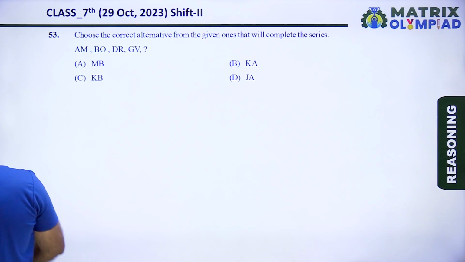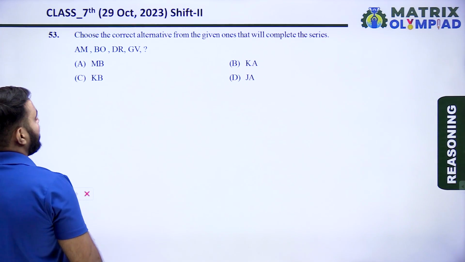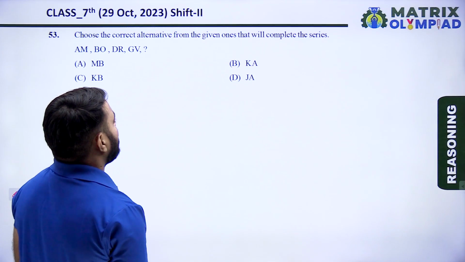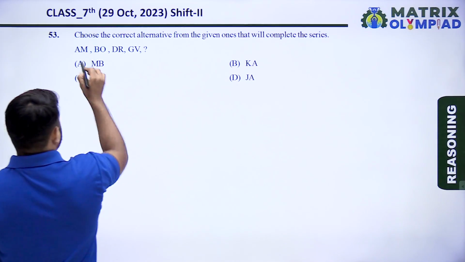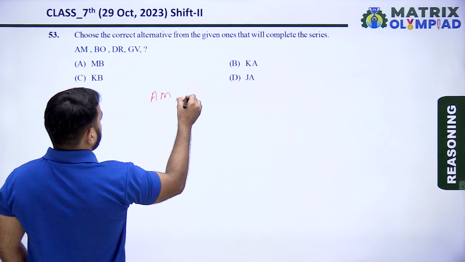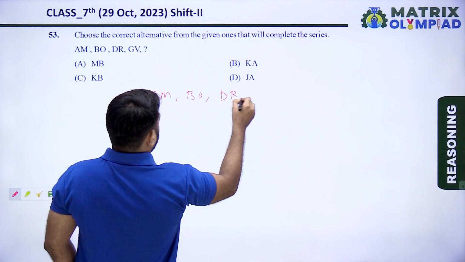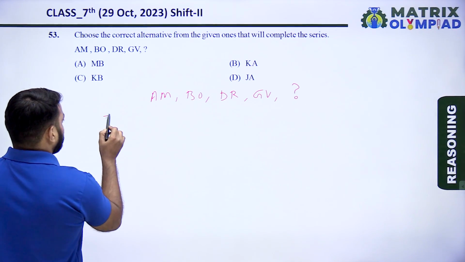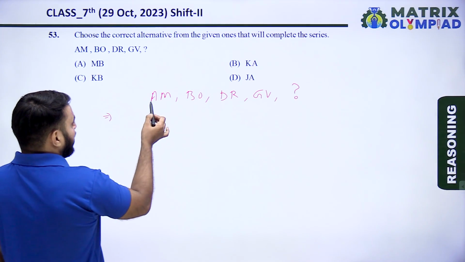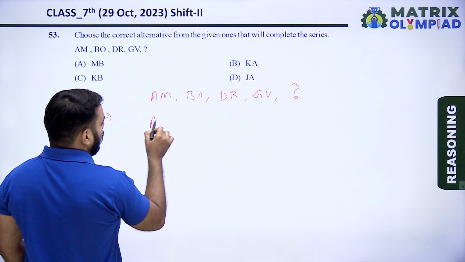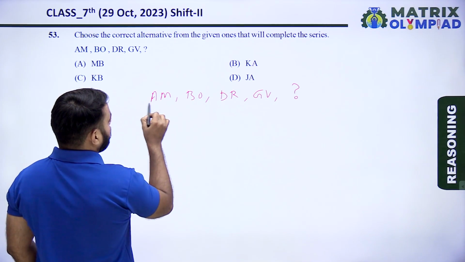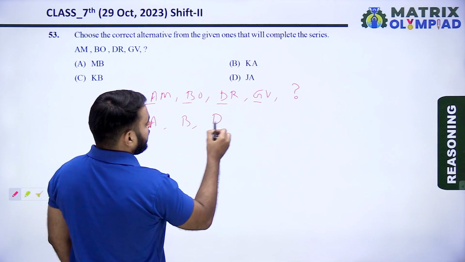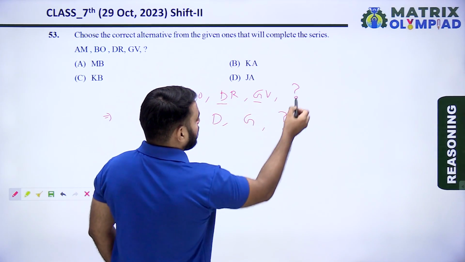So next question is question number 53. Choose the correct alternative from the given ones that will complete this series. So the series is AM, BO, DR, GV, and find the next alphabet term. So first taking the first alphabet of each term. So the first alphabet of each term is A, B, D, G, and the next is missing.